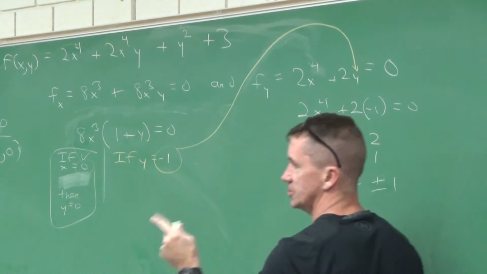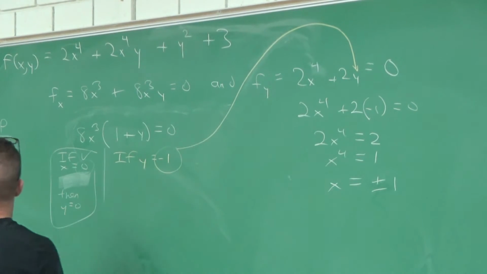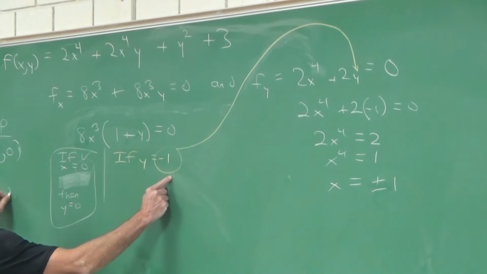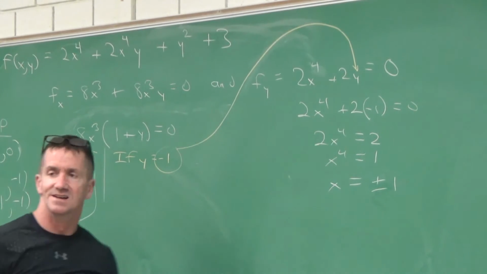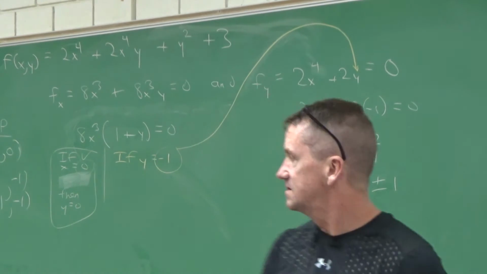We just found 2 more critical points. So there's 2 more, what are they? Both of them have y equal to negative 1. But the x values are, one of them's a 1 and the other one's a what? There you go. These are the 3. Step 1 is complete.